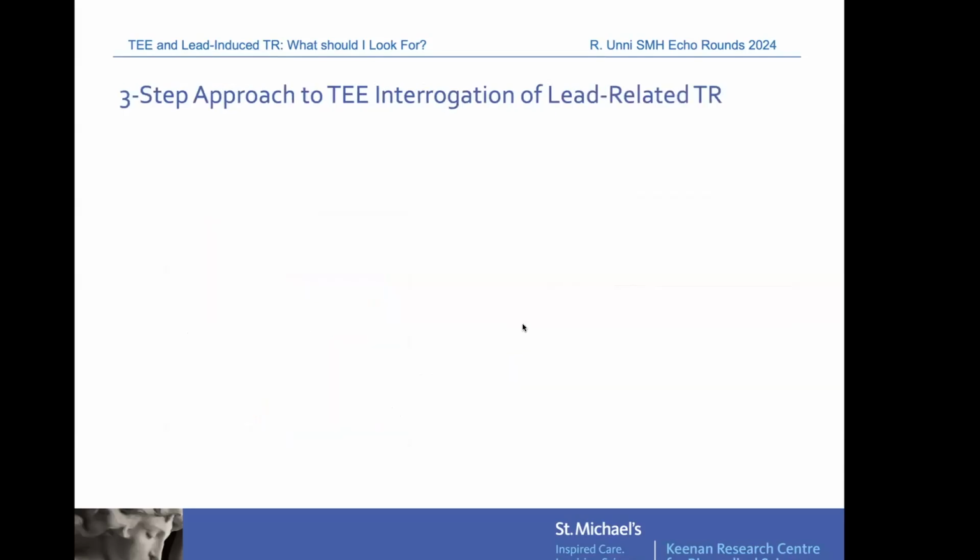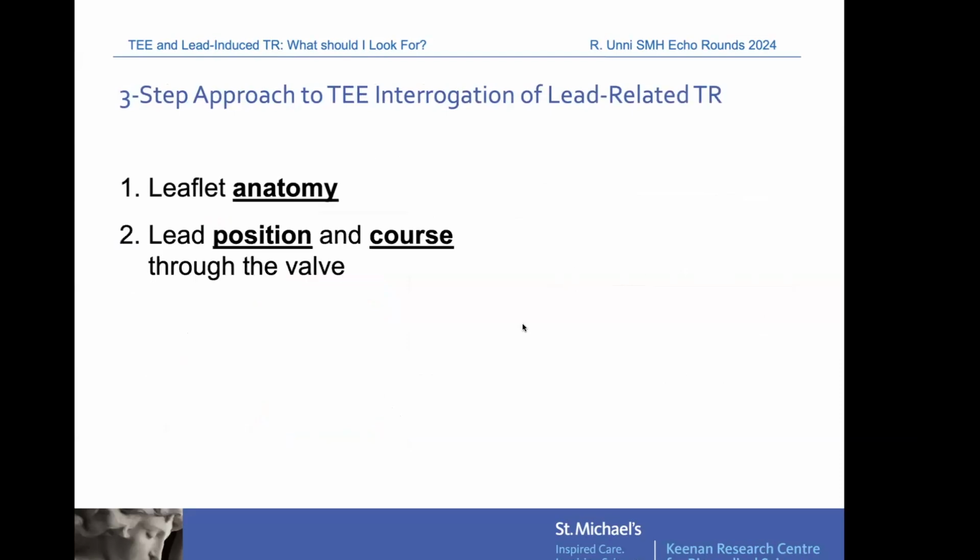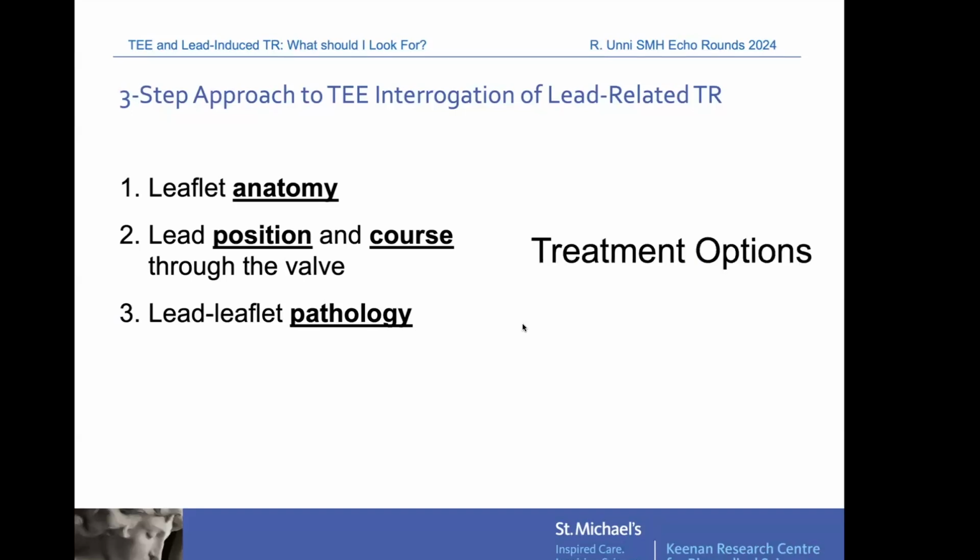I'm going to talk about the 3-step approach we have at St. Michael's to the tricuspid valve when we're in the TEE room. First, identify the leaflet anatomy. Second, identify the lead position and course through the valve. And third, identify the lead-leaflet pathology. The reason we're talking about this today is if you can do these 3 things, you directly impact what the available treatment options are.